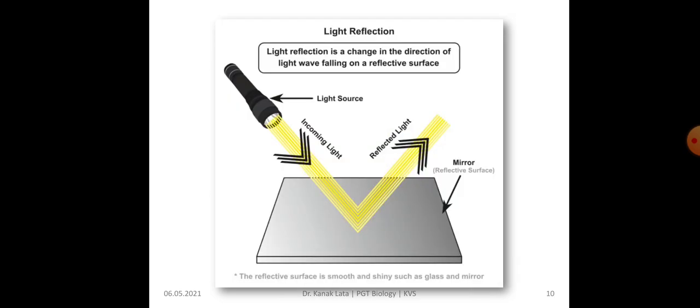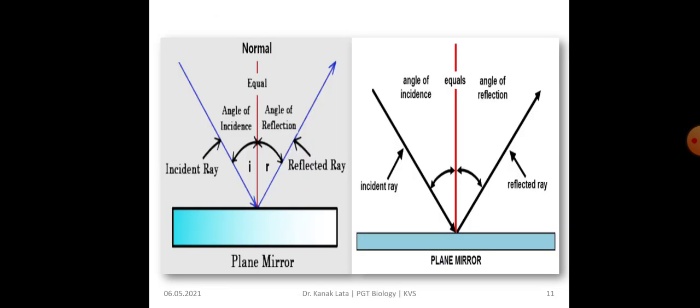This figure also shows reflection of light. Here it is about reflection of light through a plane mirror. Here you can also observe the incident ray, reflected ray, normal, and the angle of incidence as well as the angle of reflection.